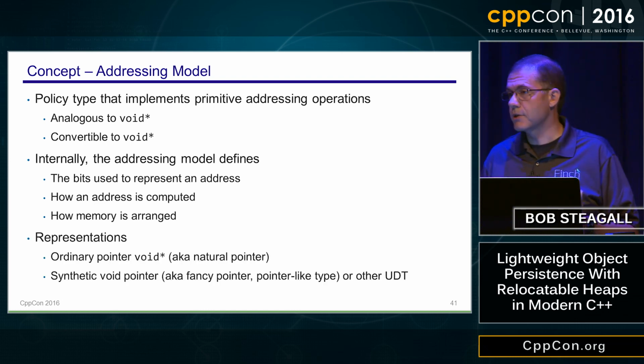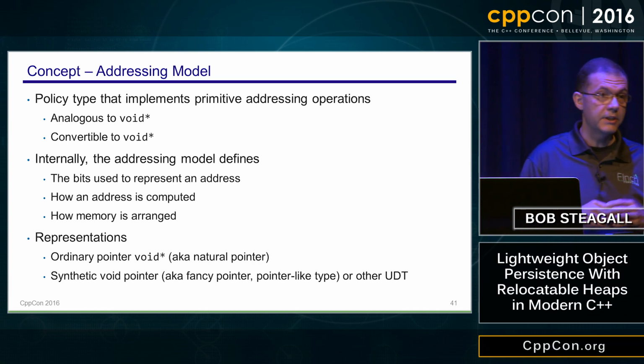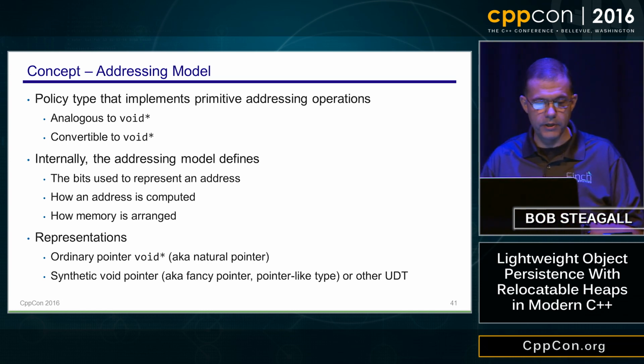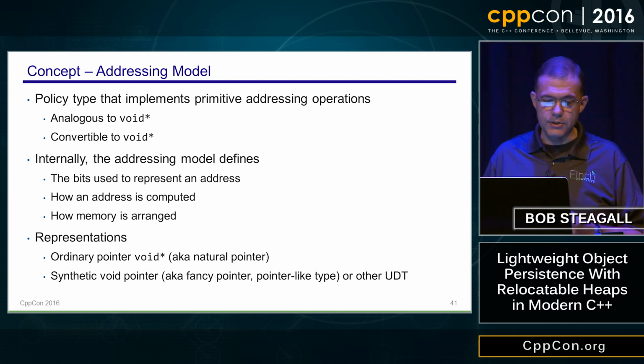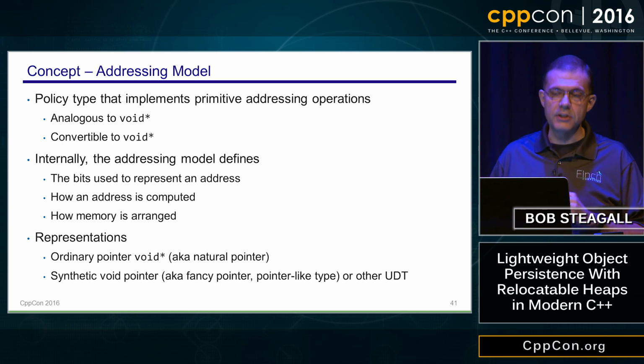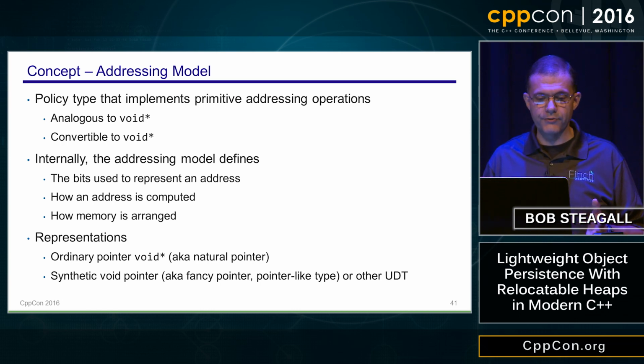There are really sort of 2 possible representations, right? The first is as an ordinary void pointer. I also call them natural pointers. The other is a synthetic void pointer or some other user-defined type. These kinds of pointers are also known as fancy pointers. The standard refers to them as pointer-like types.